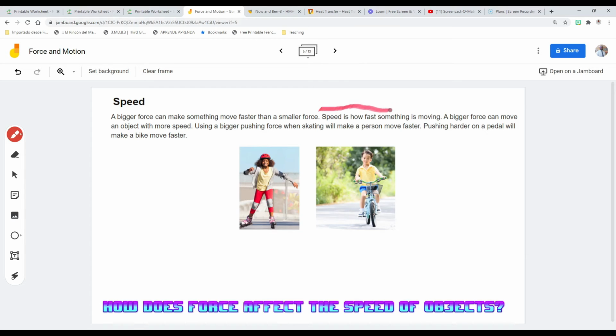It's very important here. A bigger force can move an object with more speed. That is a fact. The more force you apply to something, the more speed it will have, and the less force you apply to it, the slower it will be. Using a bigger pushing force when skating will make a person move faster. Pushing harder on a pedal will make the bike move faster.